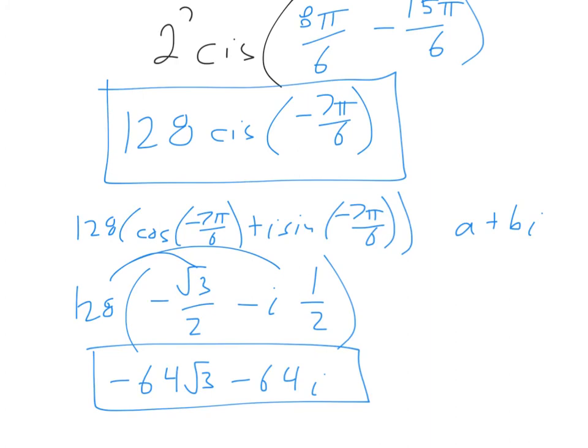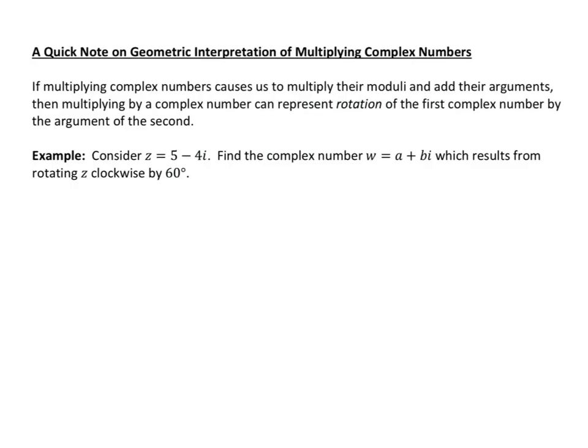And again, wow, we were able to work through this problem by hand in about 5 minutes. Again, De Moivre's Theorem, all of these things, incredibly powerful for working with powers of complex numbers. The final thing I'm going to share in this lesson is just a quick note on a geometric interpretation of multiplying by complex numbers. If multiplying complex numbers causes us to multiply their moduli and add their arguments, then multiplying by a complex number can basically represent a rotation of the first complex number by the argument of the second one.